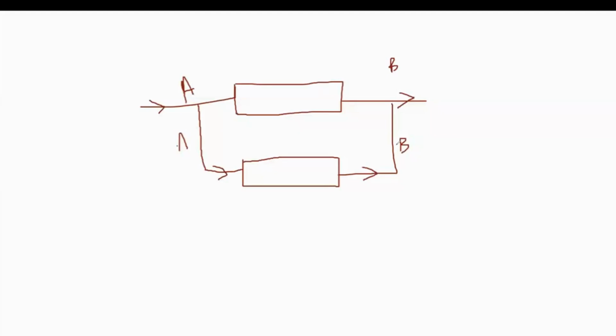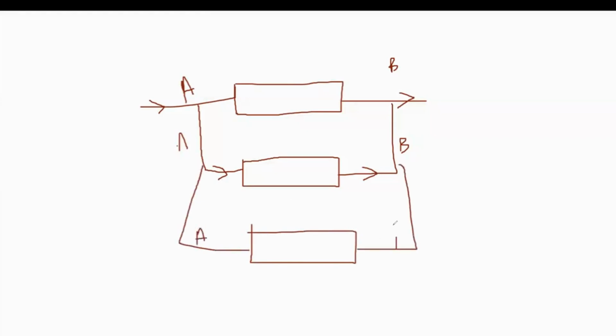Now, how to grow this? You can add more and more resistors in the same way. The starting point of this resistor is also connected to the starting point of this and this together, so all the starting points are connected together. I can have n number of resistors connected with all starting points together, all ending points together. This type of combination is called parallel combination.